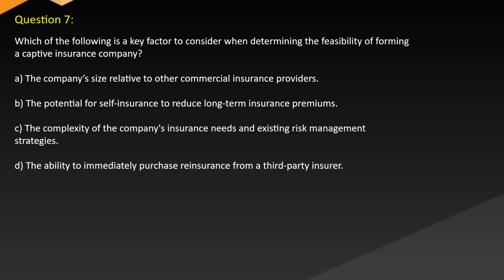Question 7. Which of the following is a key factor to consider when determining the feasibility of forming a captive insurance company? A. The company's size relative to other commercial insurance providers. B. The potential for self-insurance to reduce long-term insurance premiums. C. The complexity of the company's insurance needs and existing risk management strategies. D. The ability to immediately purchase reinsurance from a third-party insurer.